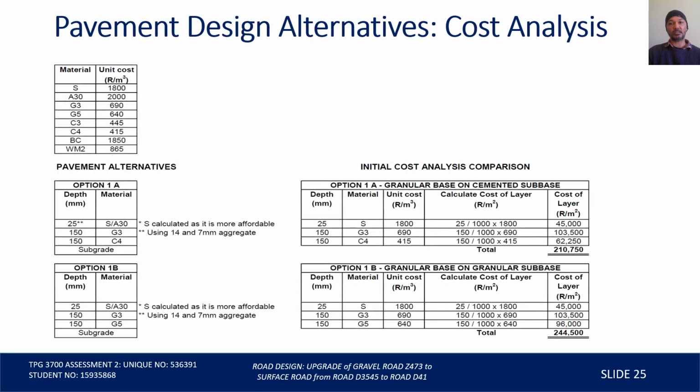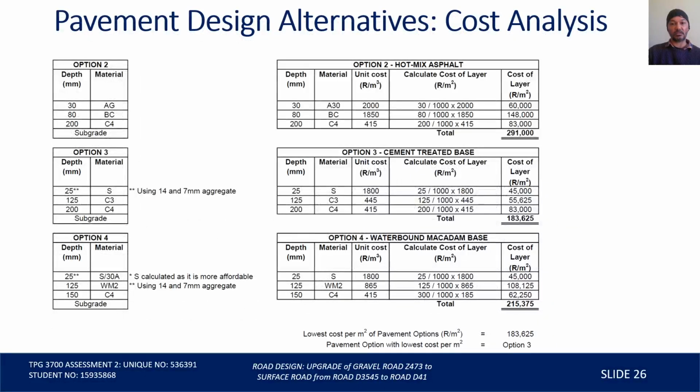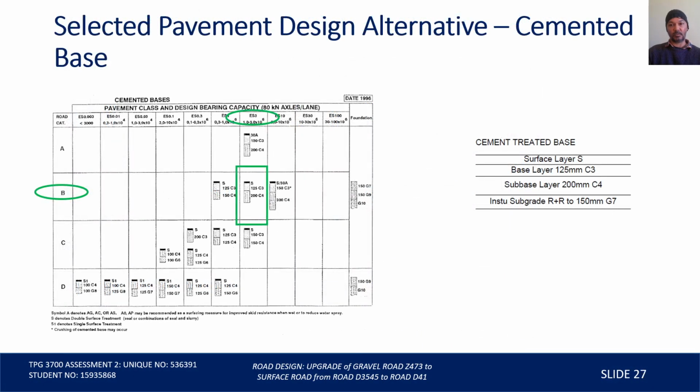A cost comparison was done to determine which was the most cost effective one, and this was the basis for our selection. Ultimately, option 3, which is the cement treated base, was chosen, which is a selected surface layer, a base layer of 125 millimeters, which is cement treated C3, a sub-base layer of 200 millimeters, which is cement treated C4, and then as we said, the in situ subgrade would be ripped and recompacted to 150 millimeters to G7 standard.